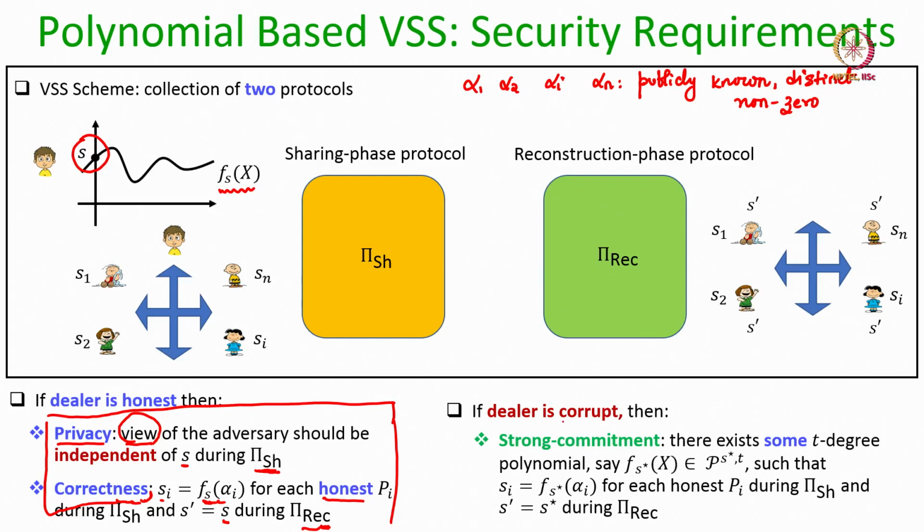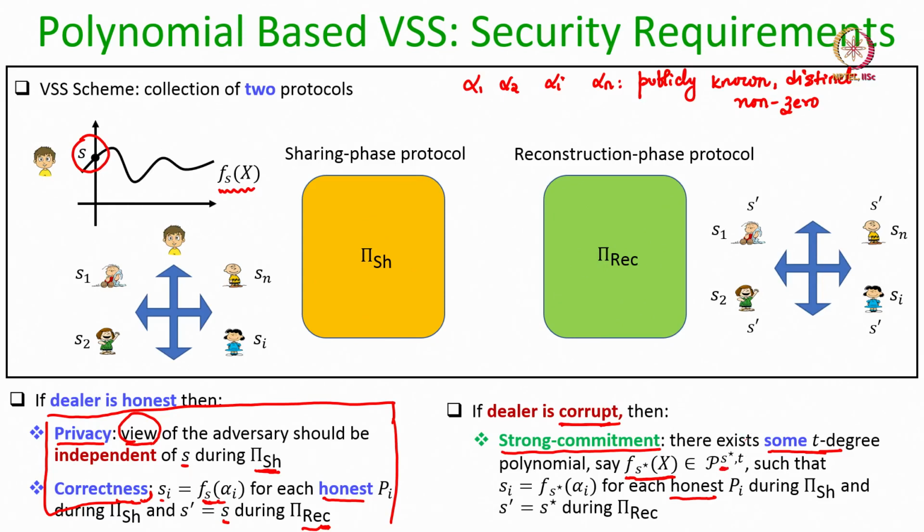Now, let us see what property we require if the dealer is corrupt during the execution of a polynomial based VSS scheme. That property is called the strong commitment property, and this is a very strong property. Okay, what exactly is this property? This property demands that even if the dealer is corrupt during the execution of the VSS scheme, it should be guaranteed at the end of the sharing phase that there is some t degree polynomial used by the dealer for sharing the constant term of that polynomial. Namely, there exists some t degree polynomial, let us denote it as f sub s star, whose constant term will be s star, such that at the end of the sharing phase the share for each honest Pi is the value of that t degree polynomial at x equal to alpha i, and during the reconstruction phase it is the constant term of that polynomial which gets reconstructed.